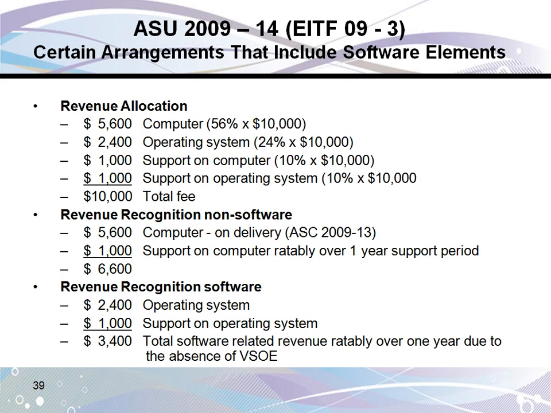Now we've allocated the revenue, and we need to determine the recognition. Well, for the non-software elements, there's 2 of them. There's the $5,600, which is the computer. We can recognize that on delivery. And the $1,000 for support that we allocated in the transaction, we can recognize ratably over 1 year. So that's how we'll do the non-software. On the software elements, the operating system gets $2,400, and the support gets $1,000. But since we don't have VSOE for the support on the operating system, and we are in residual method software revenue recognition, we'd have to take the software and the support ratably over the 1 year period because we don't have VSOE.